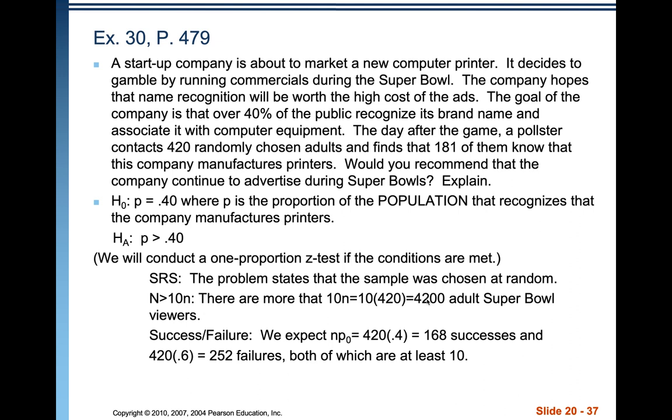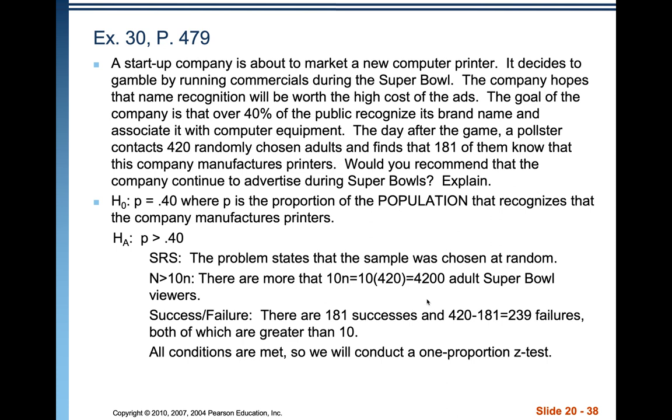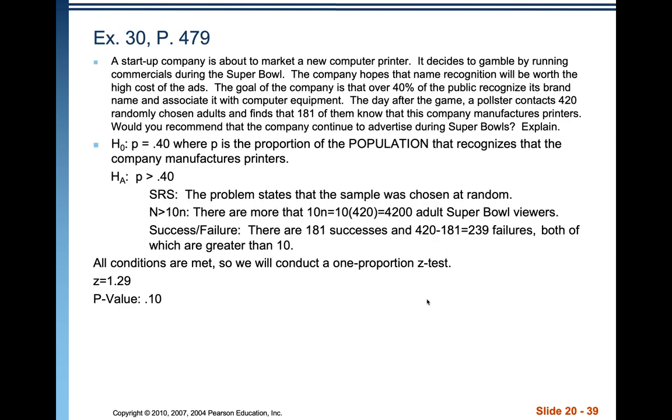Success-failure: we expect n times p naught. So 420 times 0.4 equals 168 successes. And 420 times 0.6 is equal to 252 failures, both of which are at least 10. So our sample size is large enough. It's not too big and it's not too small. All the conditions are met, so we will conduct a one proportion z-test.